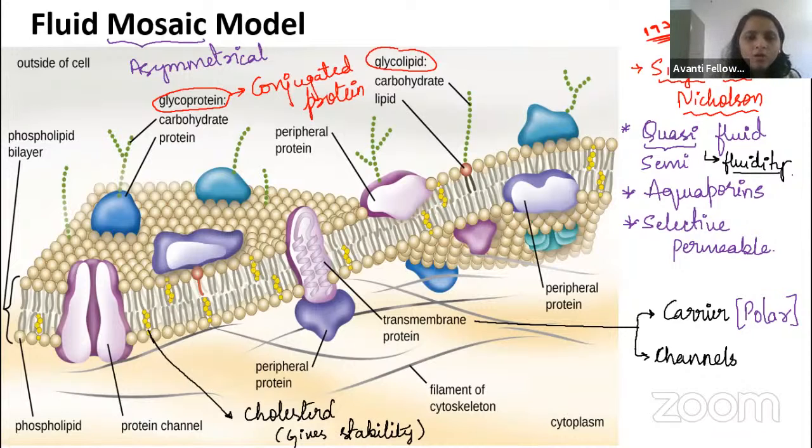Answer me in the chat box. What are the things you can observe in the plasma membrane? Answer me in the chat box. What are the things you can observe in the plasma membrane, guys?